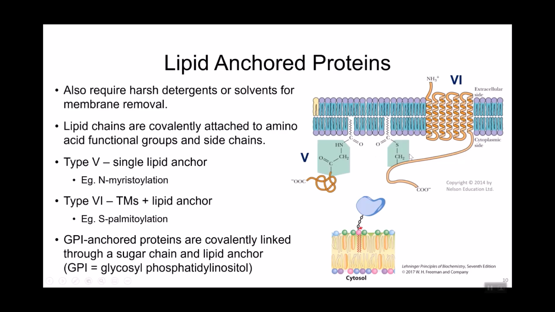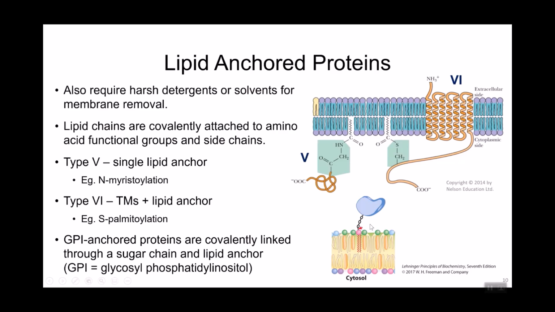Or you could have type 6 membrane proteins that have transmembrane regions as well as that lipid group attaching and anchoring it to the membrane. So in this case, it would be S-palmitoylation, where we're covalently attaching to that sulfur in the side chain. The final group are GPI anchored proteins.